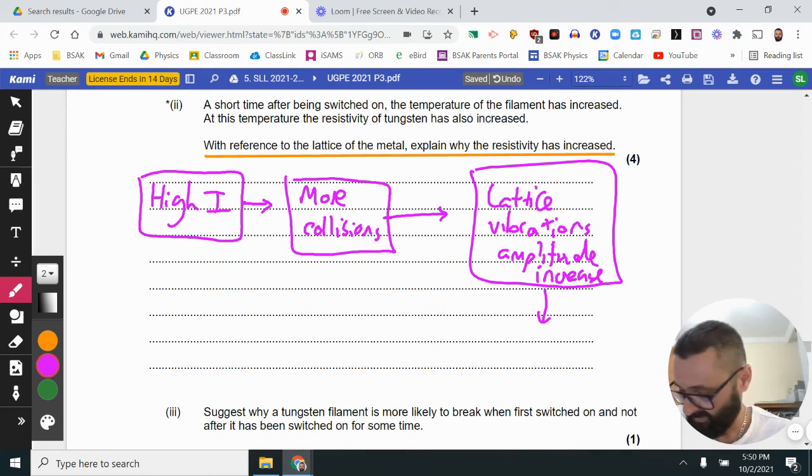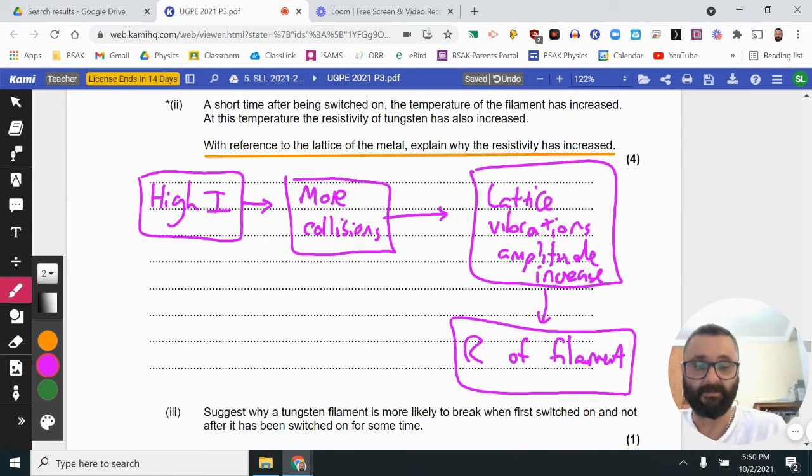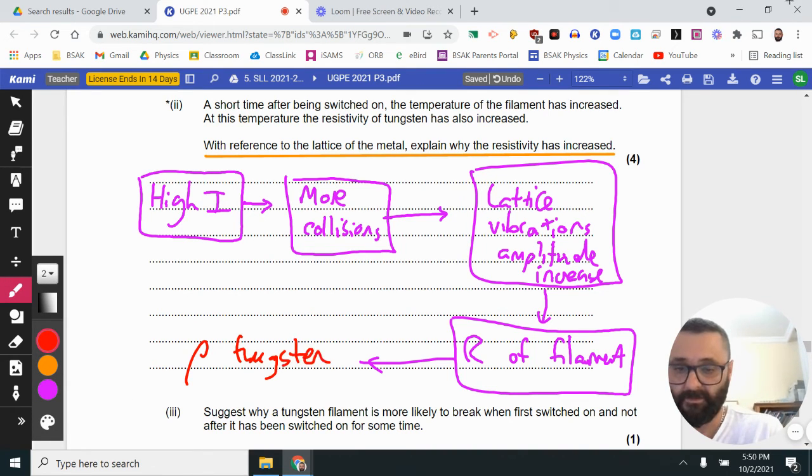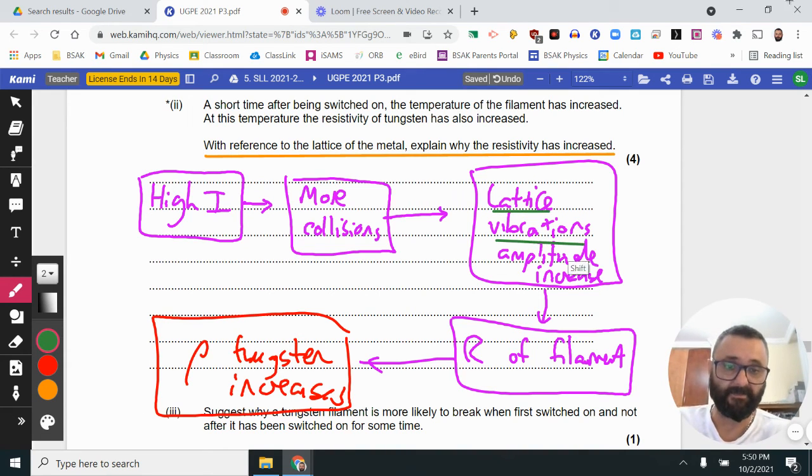Okay, if that happens, the resistance of the filament increases. And if the resistance of the filament increases, the resistivity of tungsten increases. So there you go. I've referenced both the lattice vibrations and the resistivity there.